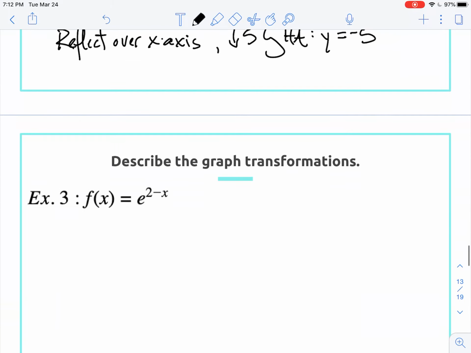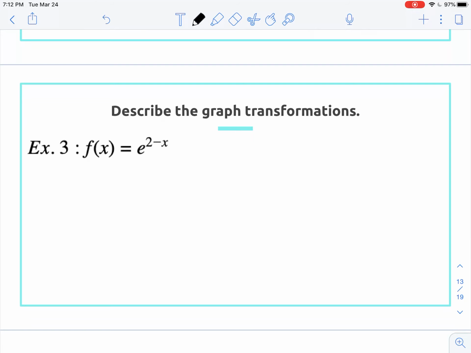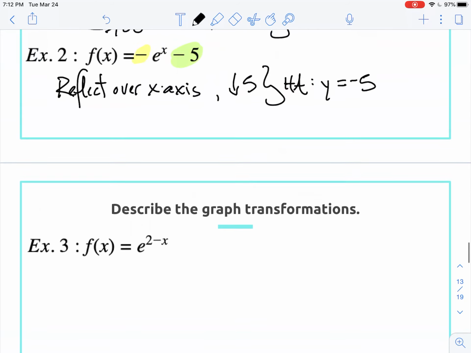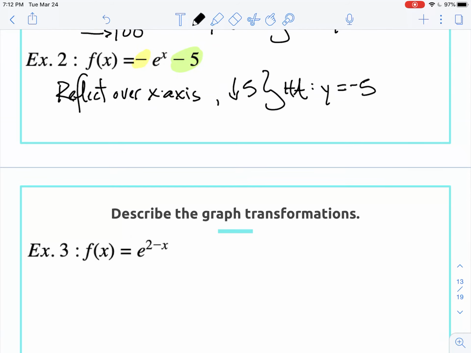All right, let's take a look at one last example here that I think is a little bit trickier than the other two, because we have to do some manipulation before we can actually see what kinds of transformations are happening. So I'm going to go ahead and rewrite this function. I have e to the negative x plus 2. Okay, that's the first thing I want to do. I want the x to be in the front.